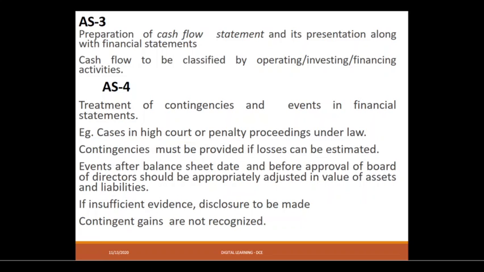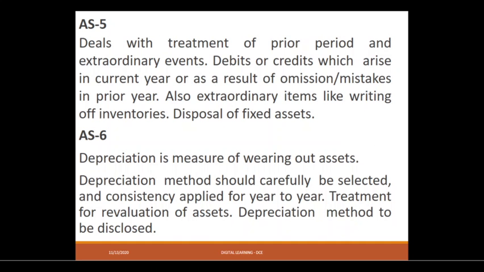AS4, Accounting Standard 4, deals with the treatment of contingencies and events in financial statements. Example, cases in High Court or penalty proceedings under law. Accounting Standard 5 deals with the treatment of prior period and extraordinary events. Debits or credits which arise in a current year as a result of omissions or mistakes in a prior year. Also extraordinary items like writing off inventories, disposal of fixed assets.